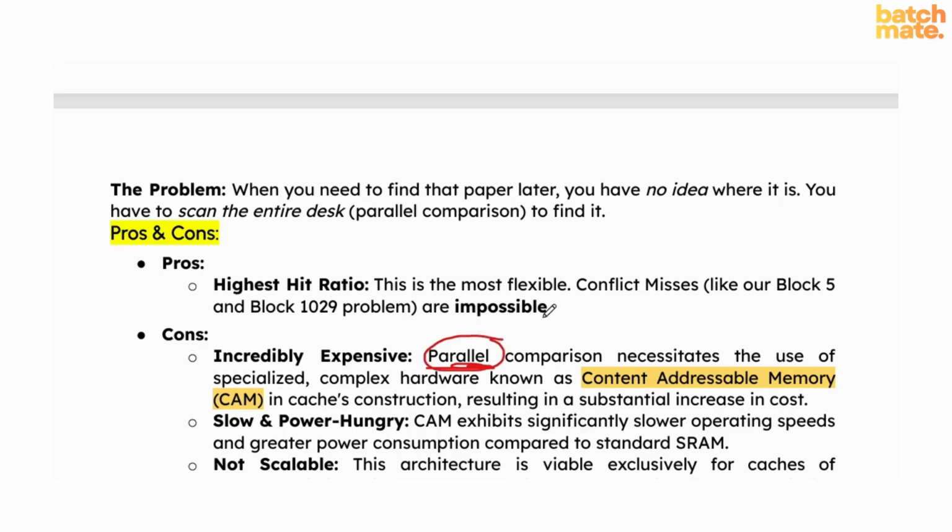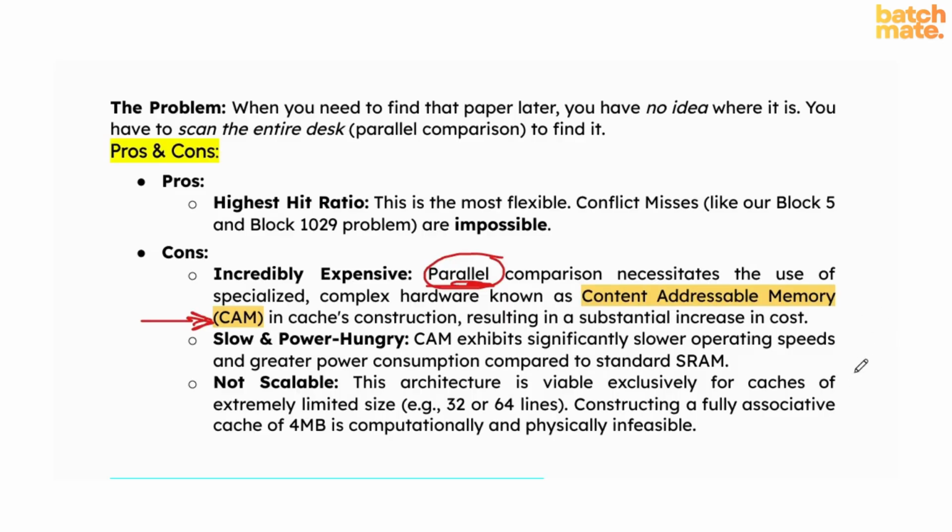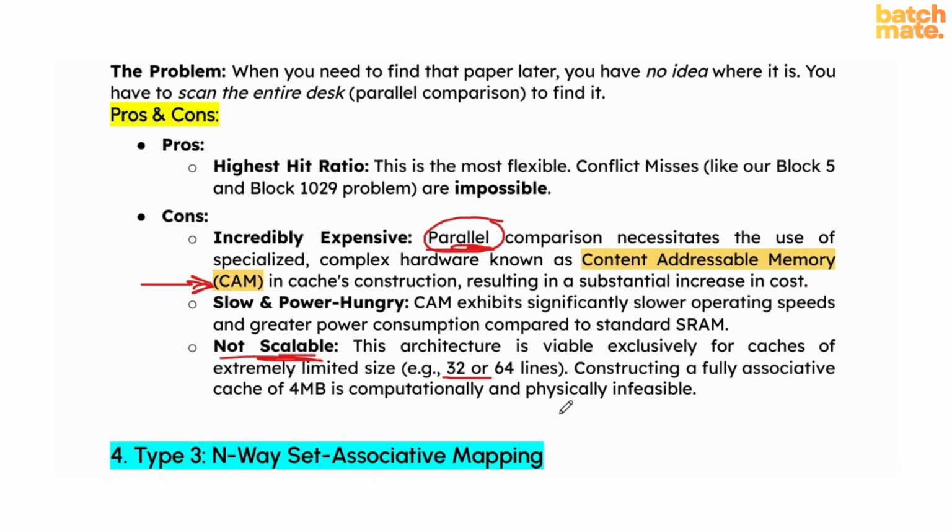And as I said just now, parallel comparison necessitates the use of specialized, complex hardware known as content addressable memory. And here, comparing every single tag in parallel requires millions of comparator circuits. CAM is expensive as it takes up too much physical space on the silicon chip. CAM exhibits significantly slower operating speeds and greater power consumption compared to standard synchronous RAM. Because of this, fully associative mapping is not scalable. We only use it for very tiny, specific caches like a TLB, but never for a massive 4 megabyte or 8 megabyte cache. It's just physically impossible.